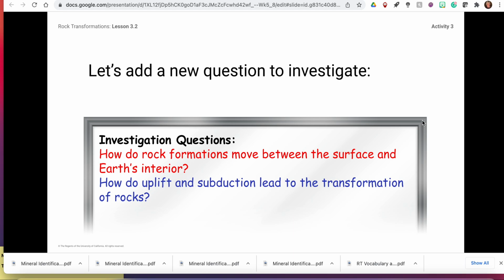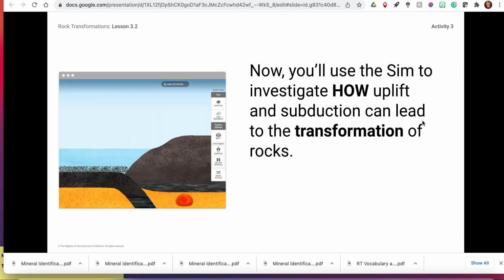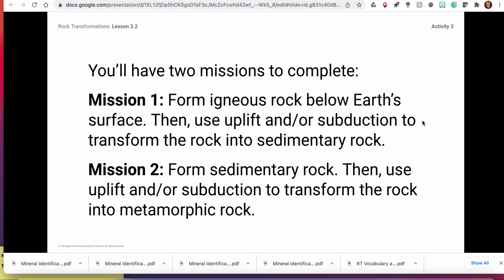Now, we had that first investigation question that's in red, how do rock formations move between the surface and Earth's interior? We answered that through the process of subduction and uplift. So let's go ahead and add a new question to investigate, and that is, how do uplift and subduction lead to the transformation of rocks? So how does that happen? You guys are going to use the sim to investigate how uplift and subduction can lead to the transformation of rocks. So we've got 2 missions, and I really want you to do these.